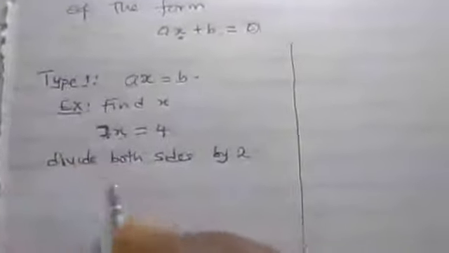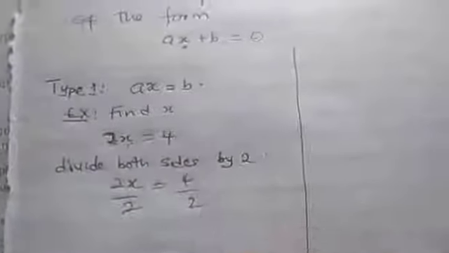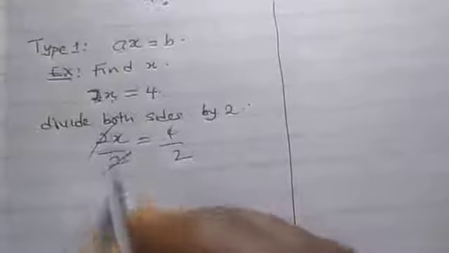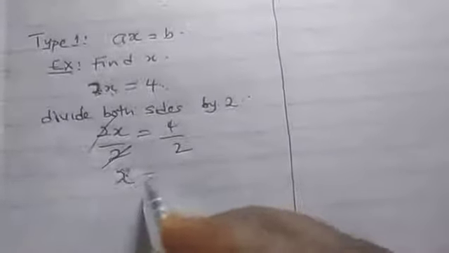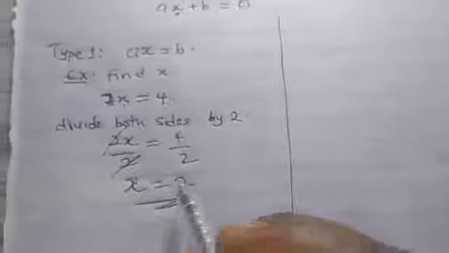So in that case, 2x over 2 equals 4 over 2. These two 2s cancel, and I have x left. 4 divided by 2 is 2.